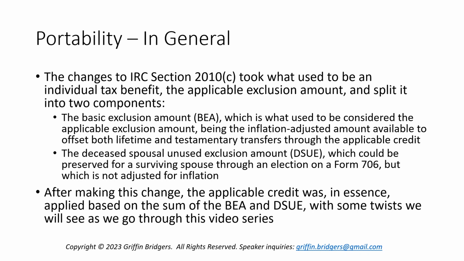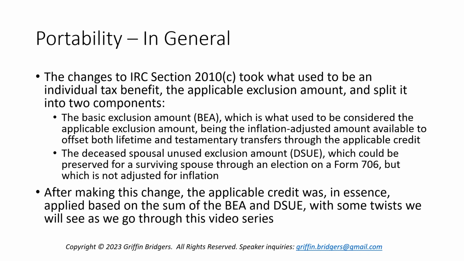But the change in law created now what's known as the deceased spousal unused exclusion amount, which could be preserved for a surviving spouse through an election on a Form 706. We're going to talk more about how we make that election and the mechanics on Form 706, but it's that election that is called the portability election. Essentially, the portability election preserves the deceased spousal unused exclusion amount, or the DSUE, for the surviving spouse.